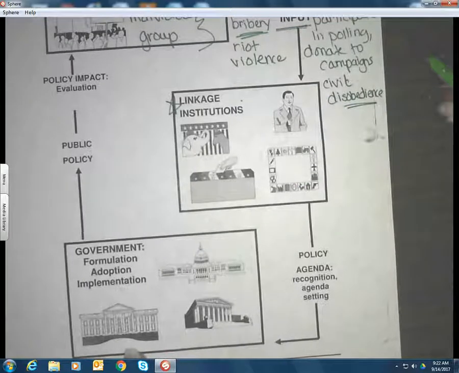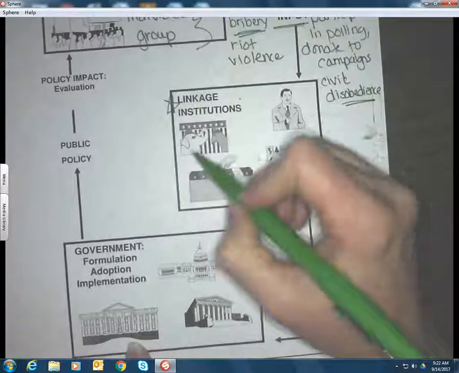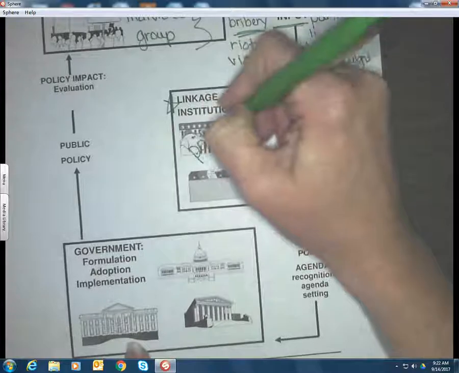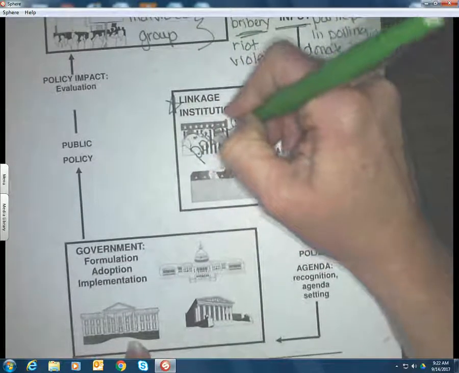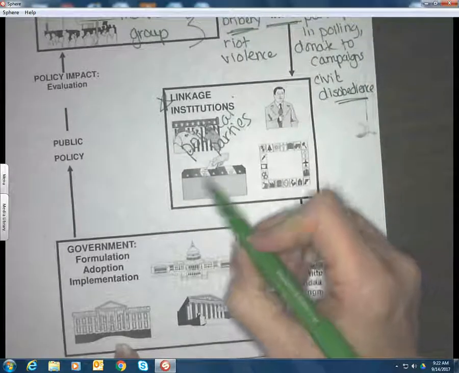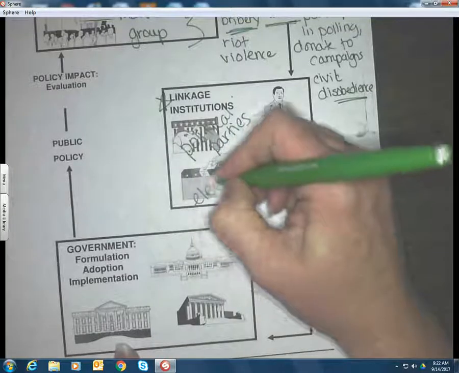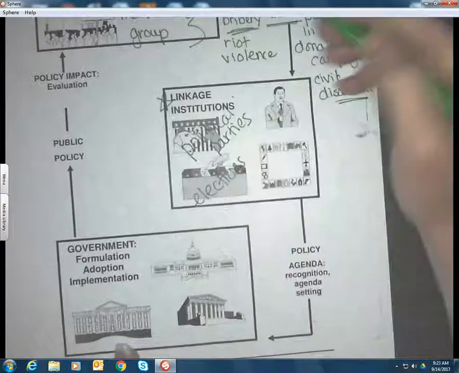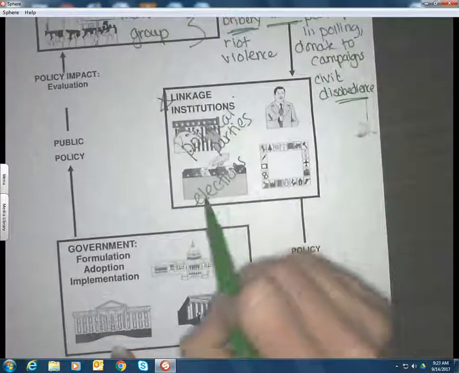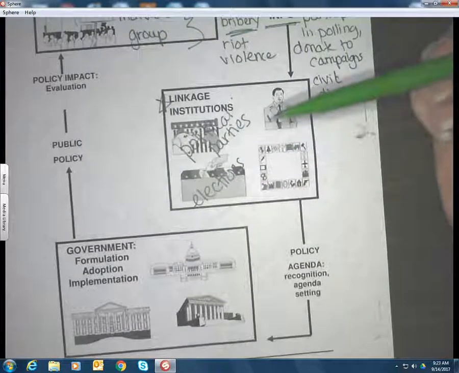All right? So, what linkage institution is this, my friends? Political parties. All right? What linkage institution is this? Can you tell? Voting. We're going to say specifically elections. So we vote to participate. Collectively, those votes send a message. And they say, as a result of this election, this is what we think.